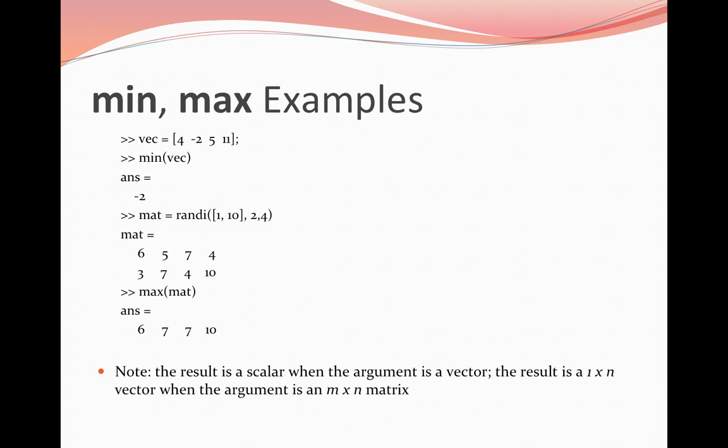Here are some examples of min and max. Here's a vector vec. The minimum value of the vector is -2. Here's a matrix variable mat. The maximum value is going to go through the matrix column by column and give us the maximum from each individual column. So notice that when you pass a vector, the result is going to be a scalar. When you pass a matrix, you're going to get a row vector as a result. Again, it's going to give you the function on each individual column of the matrix.